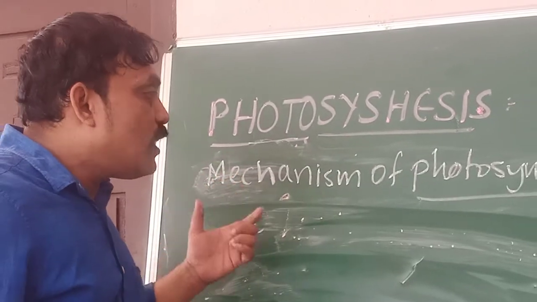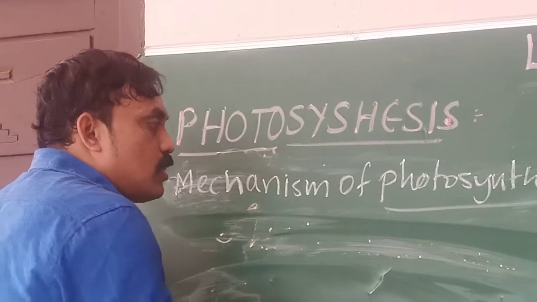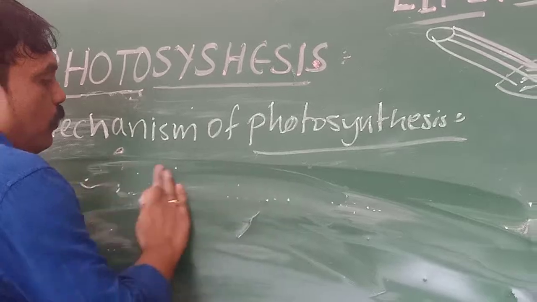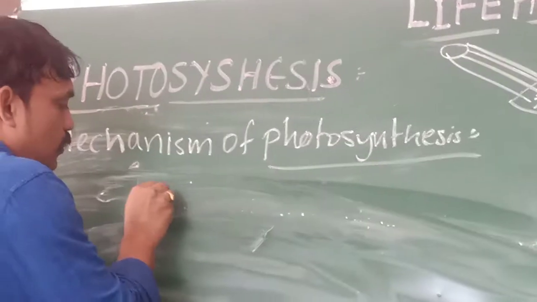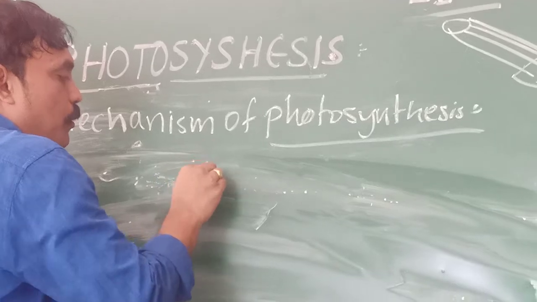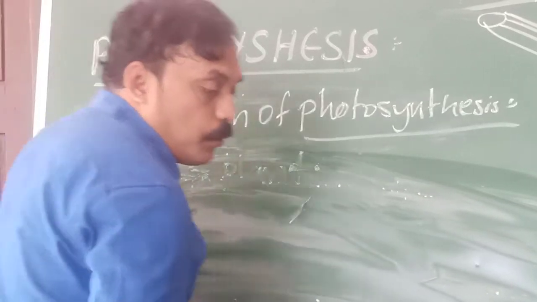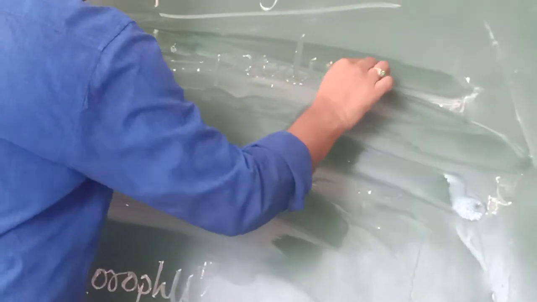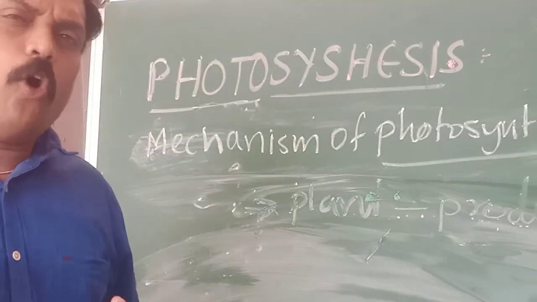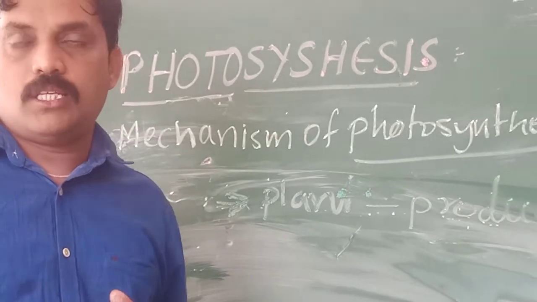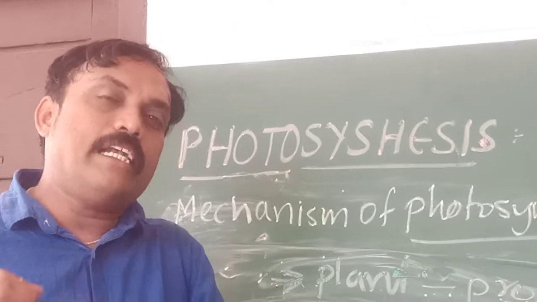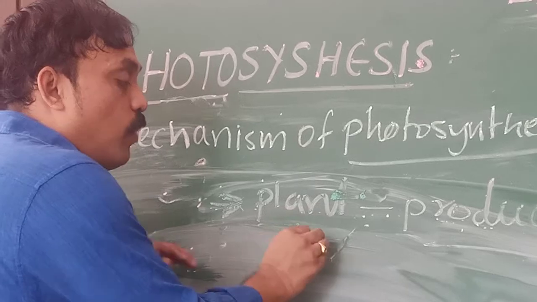Here, what is the importance of photosynthesis? Especially green plants prepare the food, and the prepared food is useful to others. So these plants are called producers. Already we know plants are producers. Producers means they produce food for all. All means all types of organisms, even herbivorous, carnivorous, omnivorous, scavengers, everything directly or indirectly depends upon plants. Why do they depend upon plants?